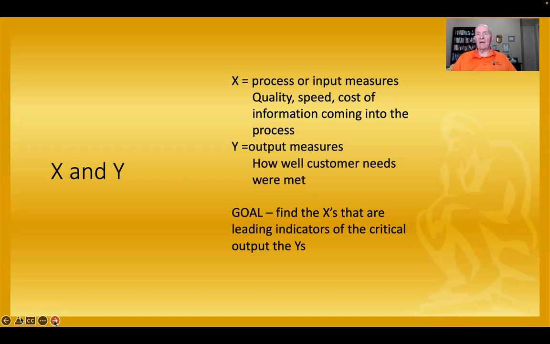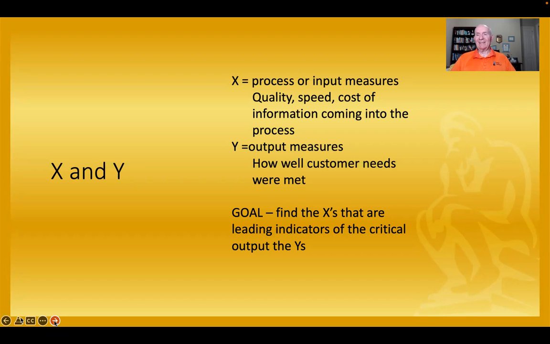possible. Now, the X and Y equation that we've seen in all the algebraic components that we've done through our training programs. X is the process or input measures, and Y is the output measures. So when you're thinking about this, if you're counting X, what is that in terms of quality, speed, cost of information, and so on? And then Y is what is the output? How well did we meet the customer expectations? The things we talked about in our previous session on define.